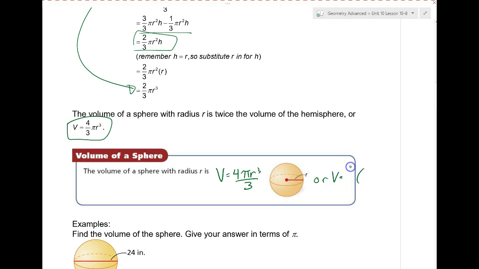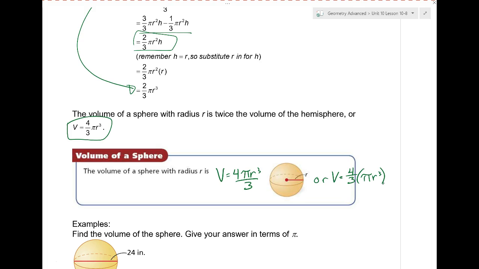or you could say volume is 4/3 pi r cubed. Either one of those work. Again, when would I use the one on the right? If I have fractions. When would I use the one on the left? When I don't. So it makes it easy to work either way with it.